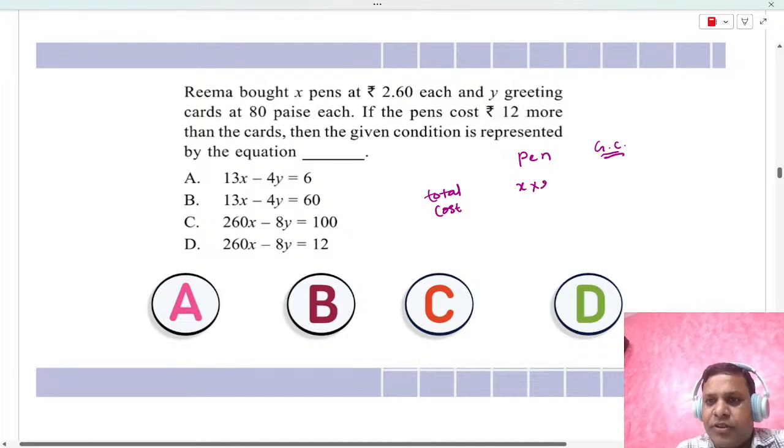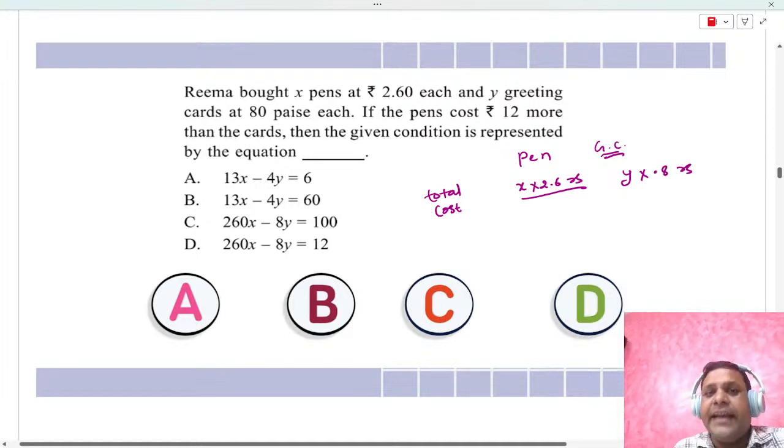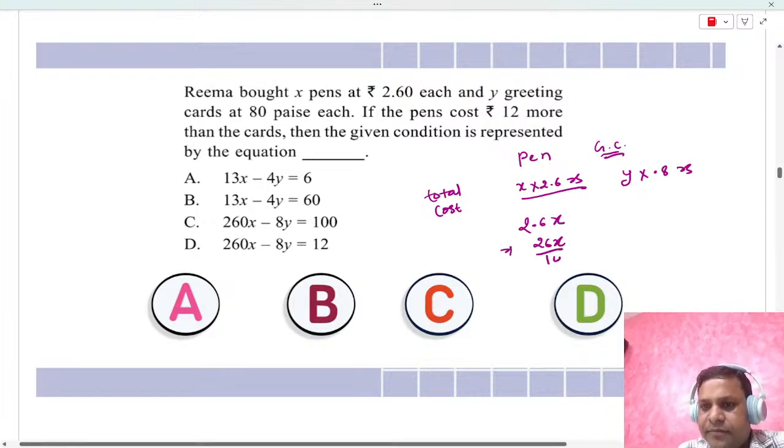X into 2.6 rupees and Y into 0.8 rupees. 80 paisa is converted into rupees, that is 0.8. So this is 2.6x, which is equal to 26x upon 10, which is equal to 13 upon 5x.